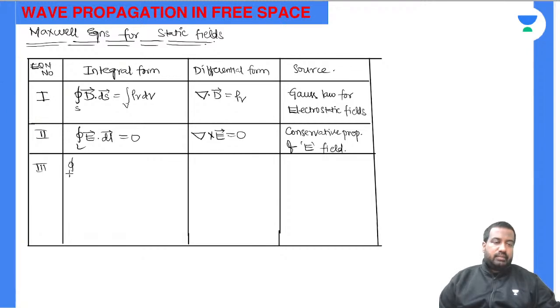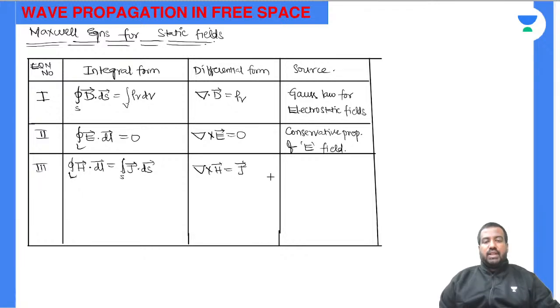Third one, closed loop integral of H dot dl is equal to surface integral of J dot dS. Differential form: del cross H is equal to J. Source: Ampere's law.